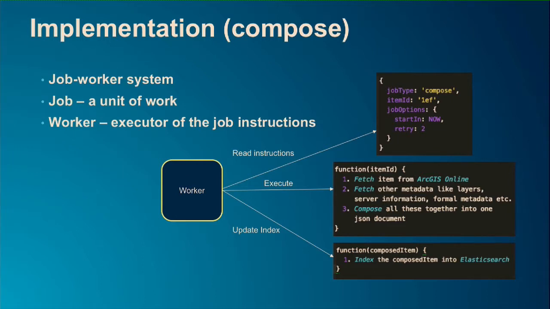So since this is the first step, which is the compose step, here the item is first fetched from ArcGIS Online store. We also fetch some other information like layers, server information, formal metadata, etc. And with some basic calculation and everything, we just compose all these components into one JSON document. And the worker then executes the update index on that same job module so that the new changes are persisted in Elasticsearch.